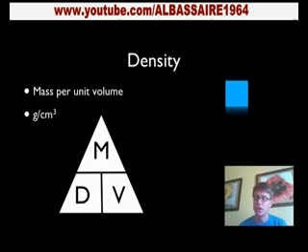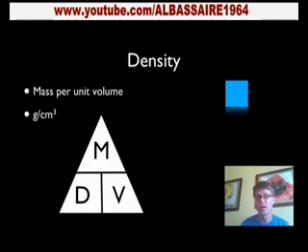Another thing you could do is, let's say I'm given the density, but I want to find the mass. That mass is simply going to be the density times the volume. Or if we want to find the volume, I cover that up, and that's going to be mass divided by the density. So that's pretty cool.